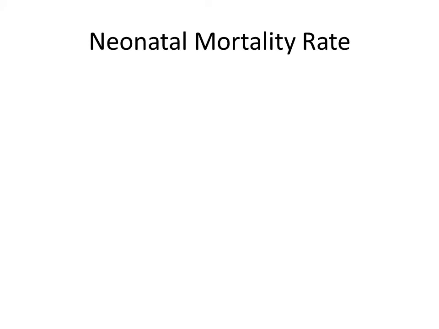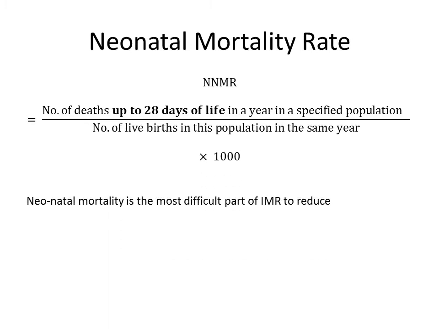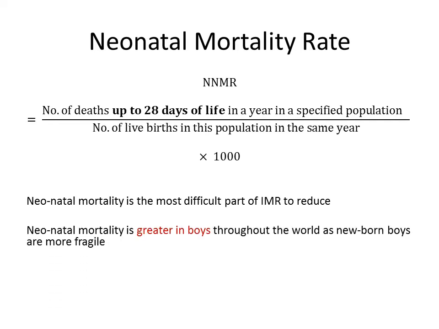Neonatal period is the first 28 days or 4 weeks of life. Neonatal mortality rate is the number of deaths up to 28 days of life divided by the total number of live births, into 1000. Neonatal mortality is the toughest part of infant mortality to reduce. Neonatal mortality is greater in boys throughout the world.